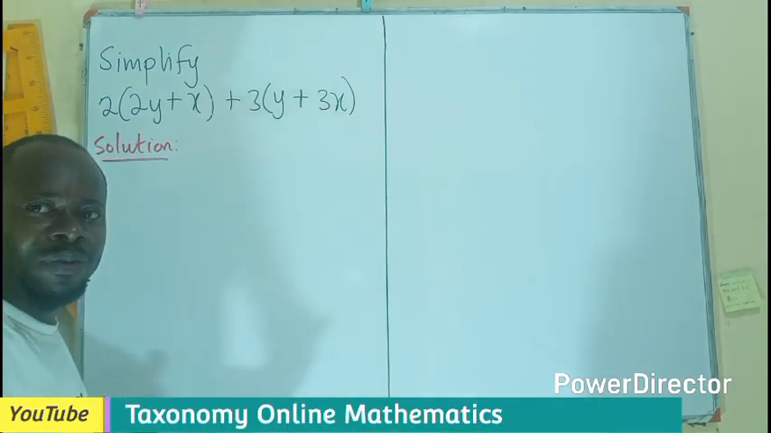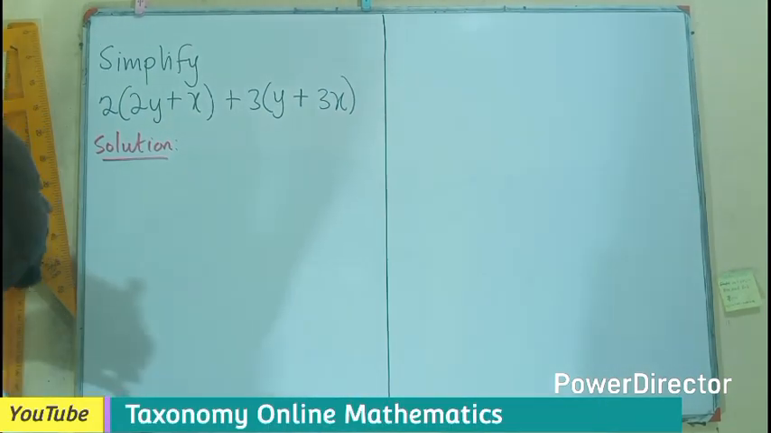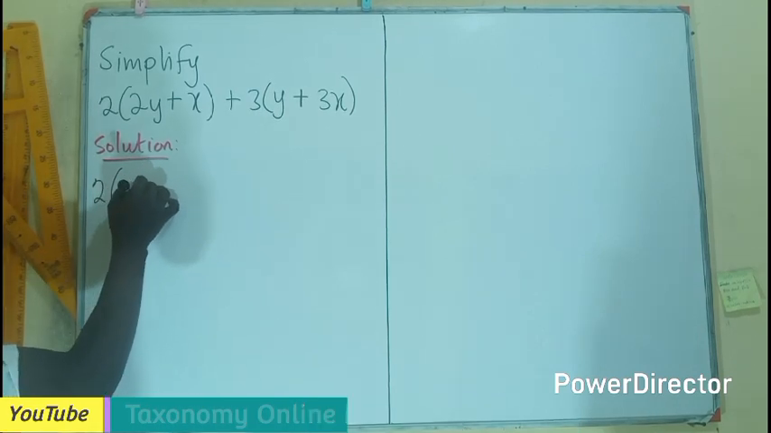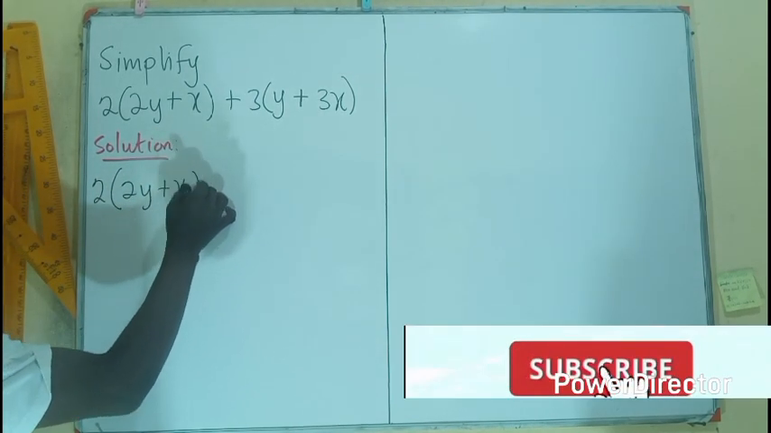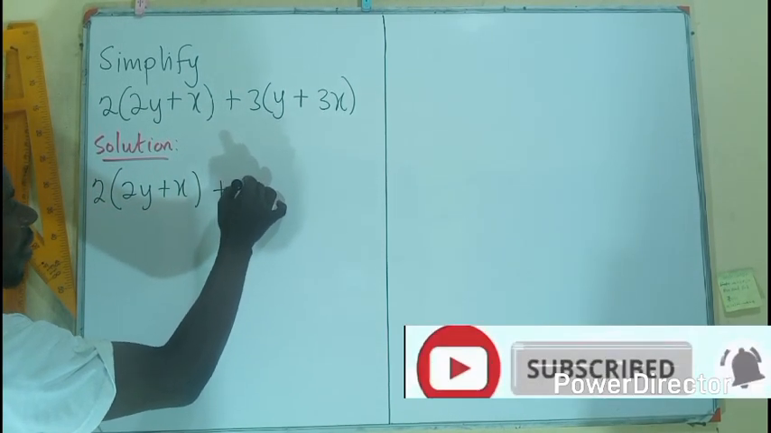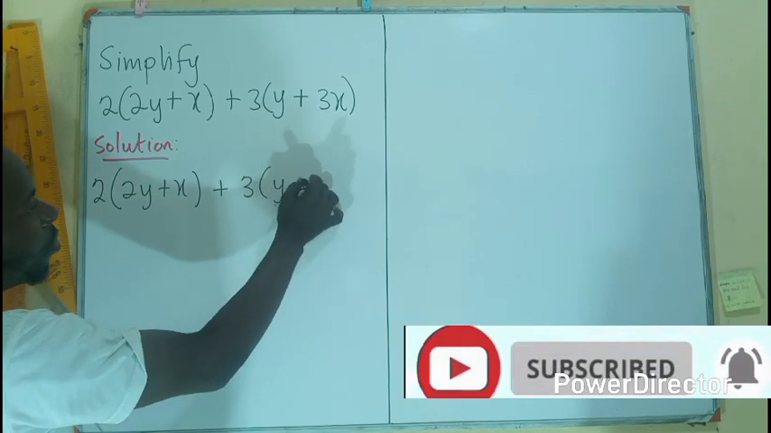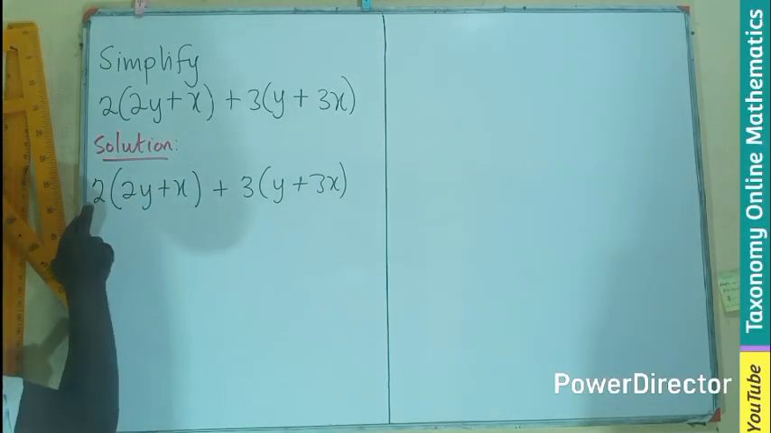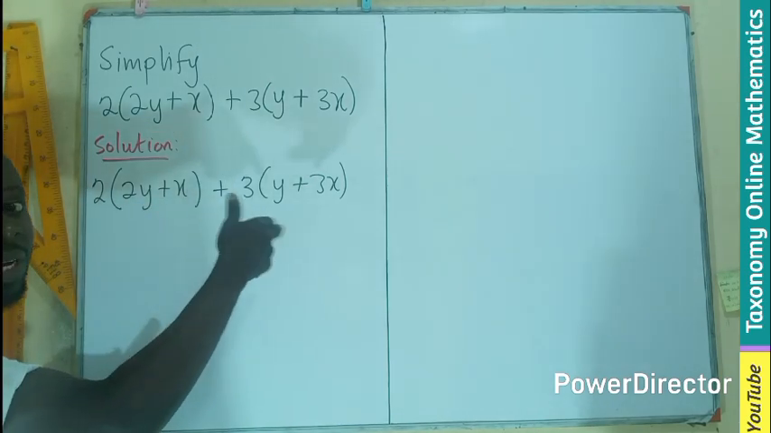Welcome. Let's simplify this algebraic expression. Remember, we have 2 into bracket 2y plus x, plus 3 into bracket y plus 3x. What we have to do is use the terms outside the bracket to multiply those in the bracket.